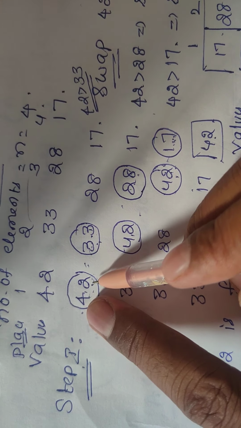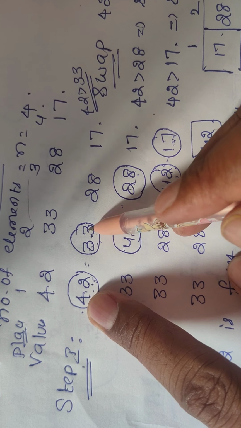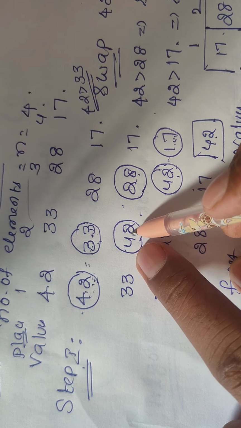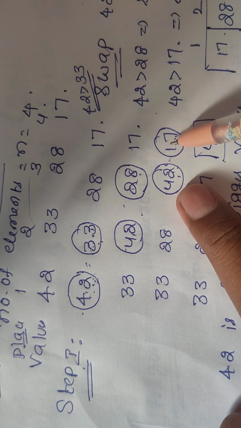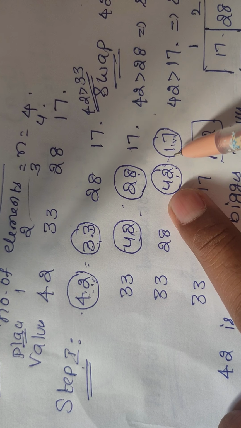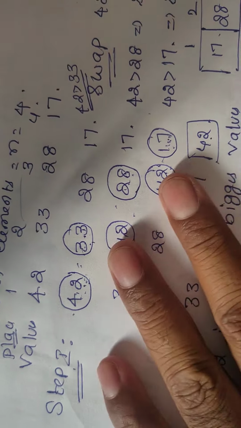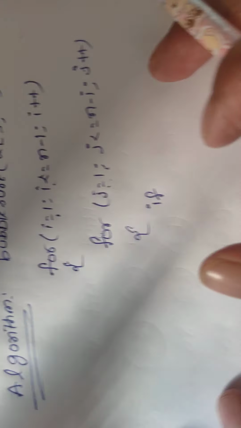Let j equal 1. j plus 1 means 2. 1 compares with 2, 2 compares with 3, 3 compares with 4. If it is the j position, compare with the j plus 1 position. So that's why we are writing the simple comparison.